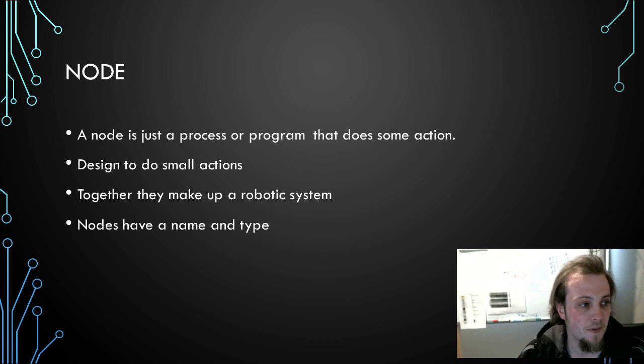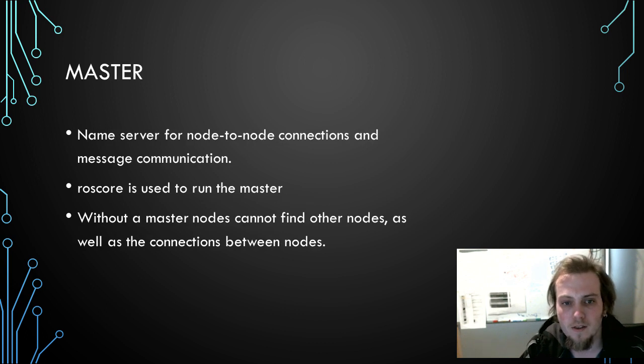So now let's have a look at the master. Basically the master acts as a name server for node-to-node communications and connections. So every ROS system needs a running master. And when the master is run, you can register the name of each node and get information when needed. Now, if you don't have a master, then nodes cannot find other nodes, and they cannot make connection between other nodes, nor can they communicate between each other. So you must have a master for every system.